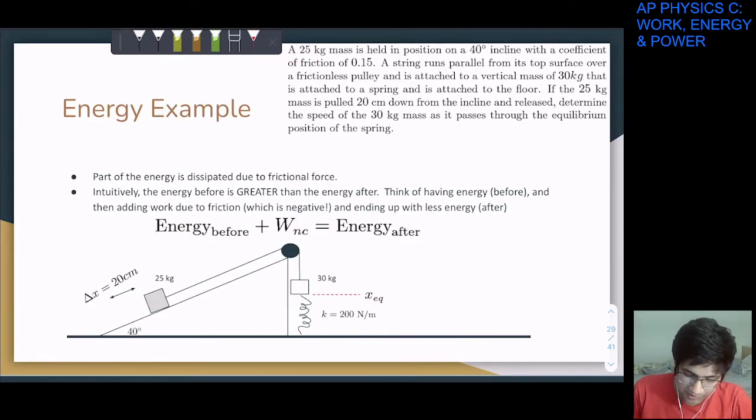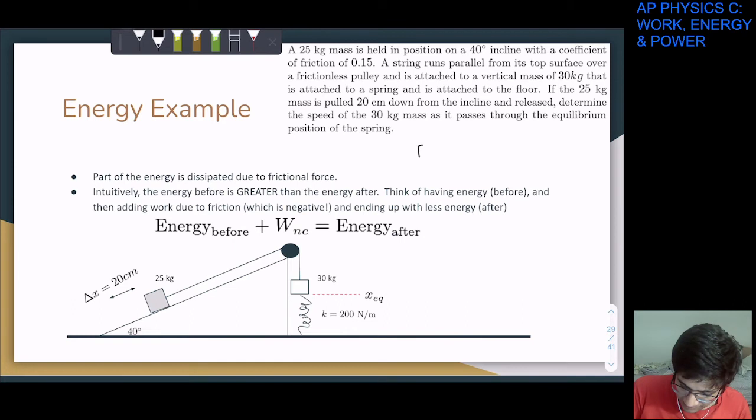Yeah, so part of the energy, okay, this is a great way to think about it. Part of the energy is dissipated due to frictional force. To think about this, initially the energy is really big. Think of having energy before, then adding work due to friction and ending up with less energy. This is because the work done by friction is negative, right? Because the force goes opposite to the direction of your motion.